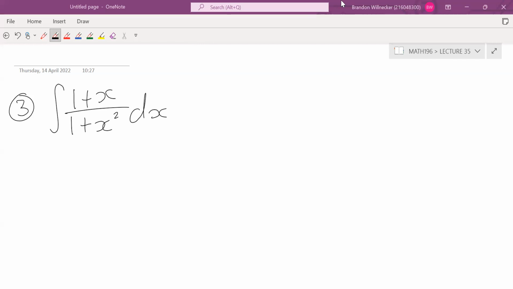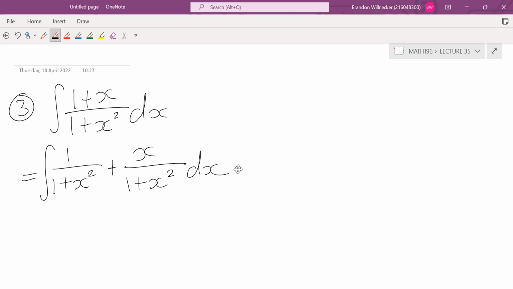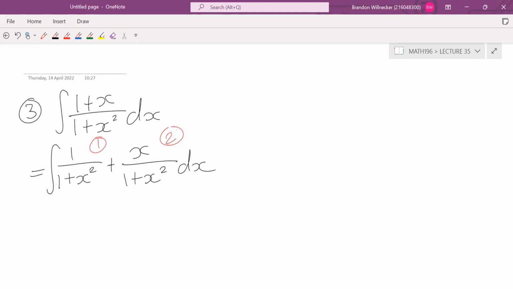So what we do instead is we try and separate this fraction into 2 parts and do them separately. See if that helps us. So this fraction we can write as 2 fractions being added together. So the first one is 1 over 1 plus x squared. And the second one is x over 1 plus x squared. Okay, so we've split it up into 1 and 2. Okay, so we've just separated the fraction.